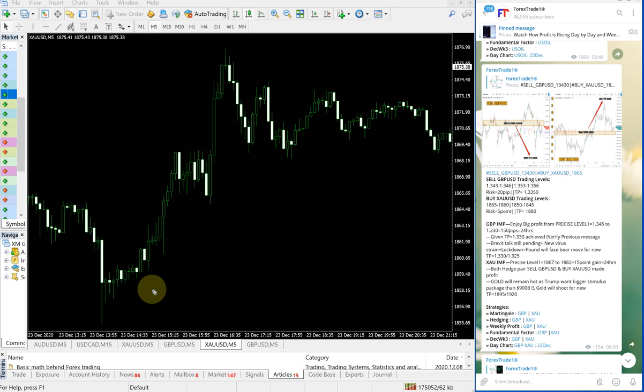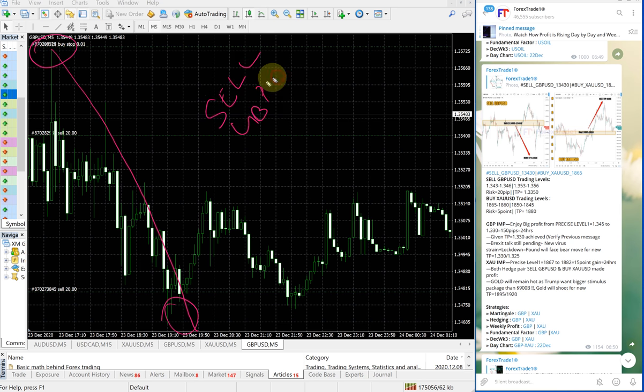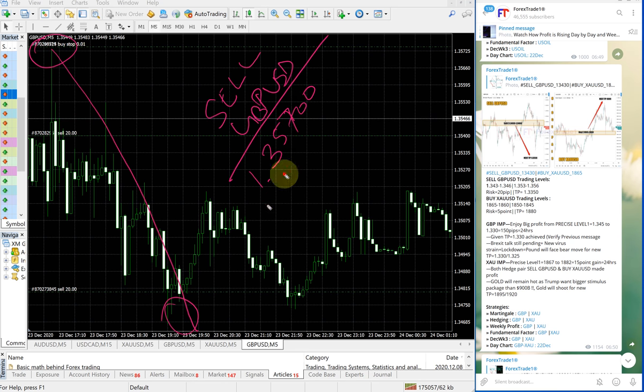And now we will see how GBPUSD performed. For GBPUSD, it started to perform from here all the way till here. So GBPUSD is a sell call given, sell GBPUSD. Just a second. Sell GBPUSD, 1.357 is the entry and TP at 1.346, which is 110 pips gain.